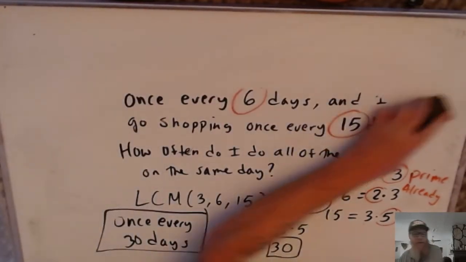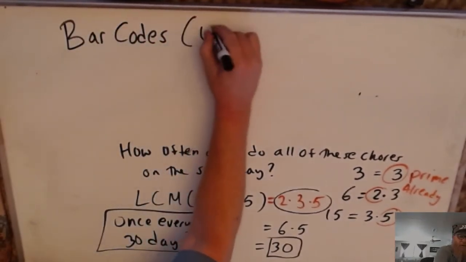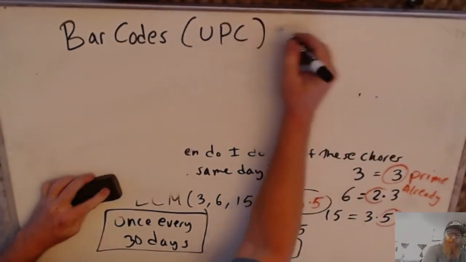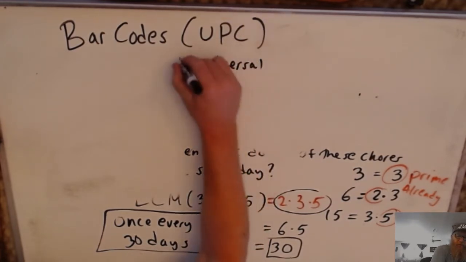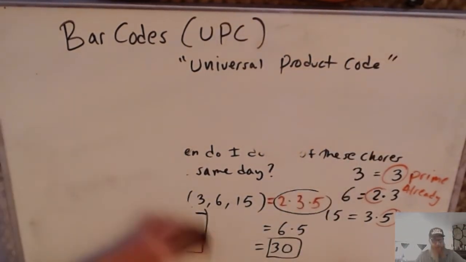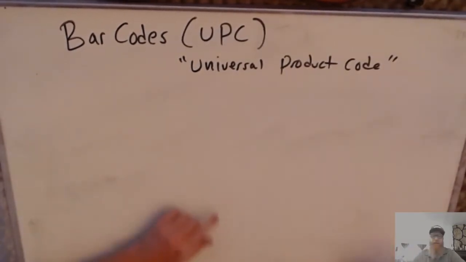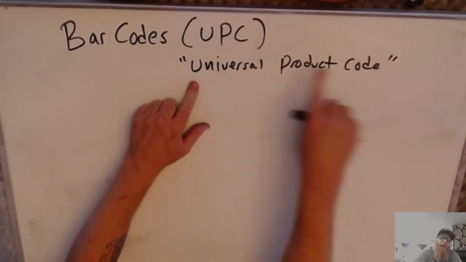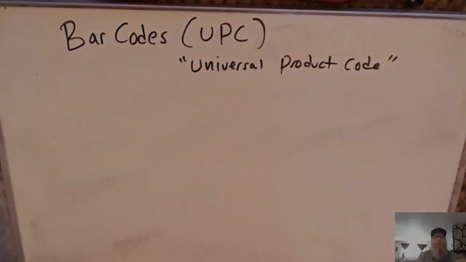The next thing we're going to talk about is barcodes, also known as UPC codes. Universal Product Code. It's funny, if you say UPC code, you're actually saying the word code twice because the C stands for code. So I know people say it all the time, but nobody's going to get you for that.